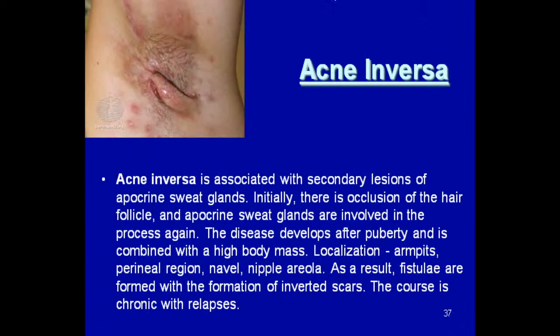Acne inversa is associated with secondary lesion of the apocrine glands. Initially, there is occlusion of the hair follicle, and apocrine glands are then involved in the process. The disease develops after puberty and is combined with high body mass, with localization in the perineal region, navel, and areola. As a result, fistulas are formed with the formation of inverted scars. The course is chronic with relapses.